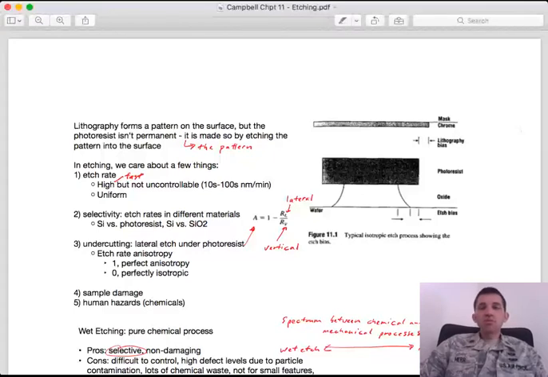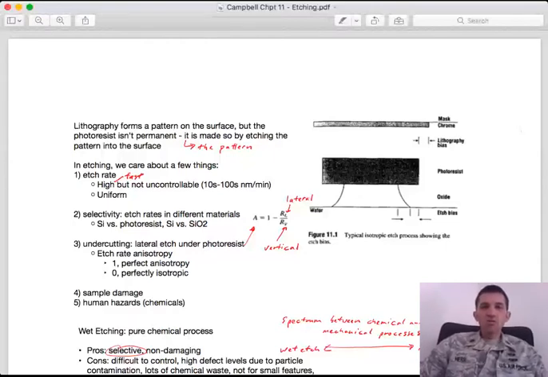But you don't want it to be so high that it's uncontrollable. You wouldn't want to remove a layer a lot faster or slower than you had anticipated, and then either not remove it completely or start to remove other areas that you hadn't planned on, or etch too deeply, that sort of thing.